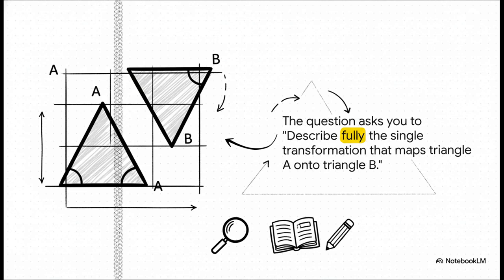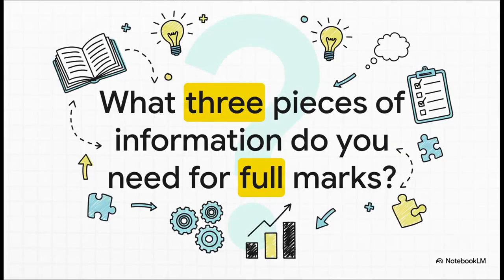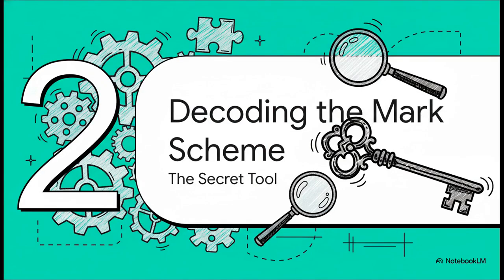Now that word fully is a massive clue. It's the examiner basically screaming at you, hey, a one-word answer isn't going to cut it here. So just pause for a second. If you were sitting in that exam hall, what would you be writing down? To get all the marks, what are the key pieces of information you think you need to provide to satisfy that word fully?